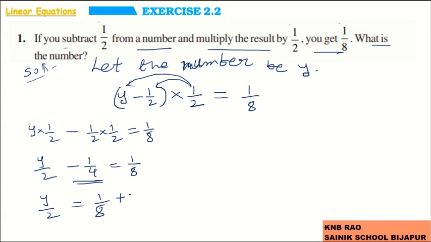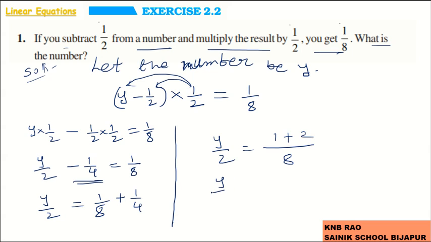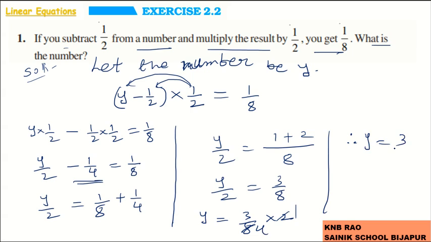So, 1/8 plus 1/4. Now, y by 2 equals the sum; the LCM is 8, 1 plus 2. So, y by 2 equals 3/8. Now, this 2 is a divisor of y. If it comes this side, it becomes a multiplicand. So, 2 1s are 2, 4s are 8, therefore, y equals 3/4.